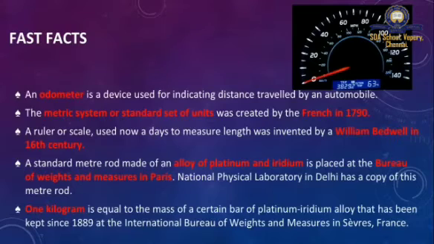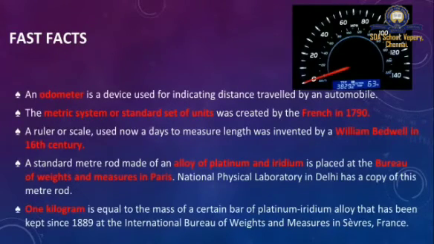Okay. And the next one is the standard meter rod, made up of an alloy of platinum and iridium, placed at the Bureau of Weights and Measures in Paris. A metal rod made of an alloy of platinum and iridium is placed at the Bureau of Weights and Measures in Paris, and a copy of this metal rod is placed at the National Physical Laboratory in Delhi.